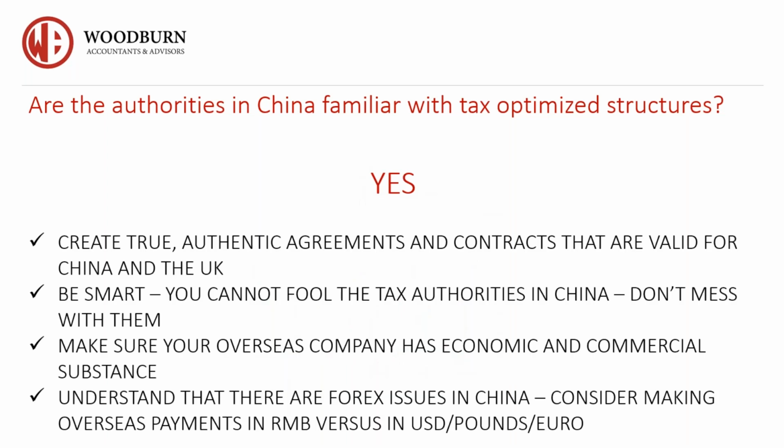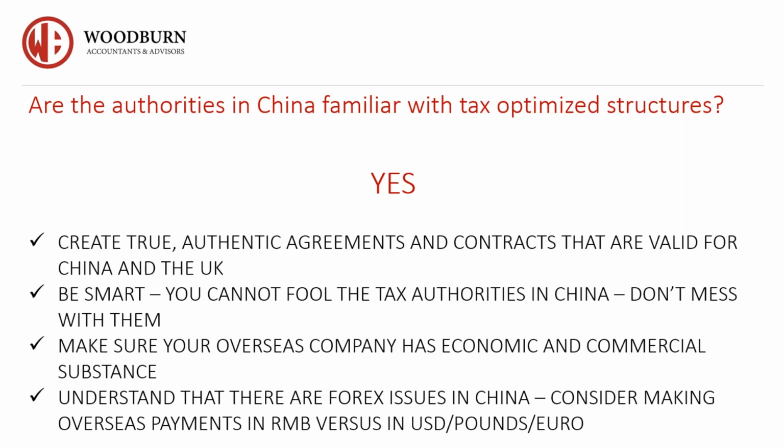So the answer in short is yes, which means, what does this mean? This means that any cross-border transaction you are going to create, whether it's regarding dividends, repatriation strategies, or just general service transactions, you've got to create true, authentic agreements and contracts that are valid for China. Here I've put the UK because in this presentation I'm using the UK as an example. It can also be with the US, with Germany, or any jurisdiction outside of China. The contracts have to be true and authentic. Be smart. You can't fool the tax authorities, and trust me, the tax authorities are always going to ask for additional evidentiary proof on the agreements, and I'll explain about that later on in the presentation.